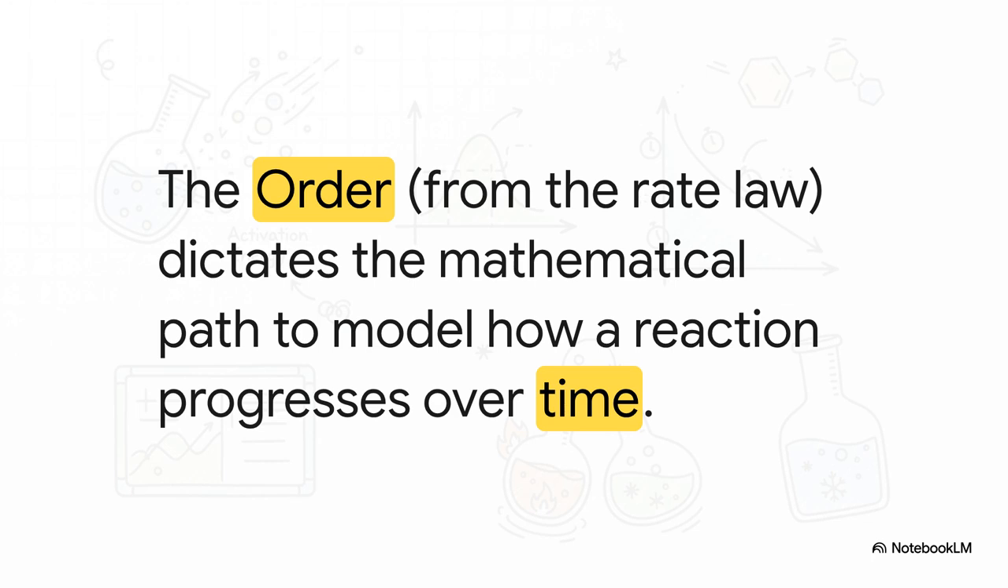We start with experiments to find the rate law. That rate law gives us the reaction's order, and that order becomes our guide, our blueprint. It tells us, okay, for this reaction, you need to use this specific integrated rate equation. It points us down the exact mathematical path we need to follow to predict how the reaction will play out over time. It all connects.